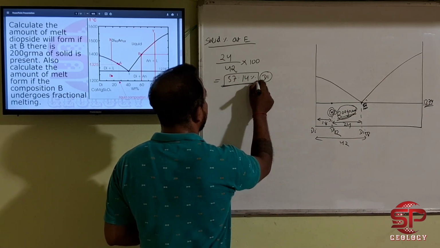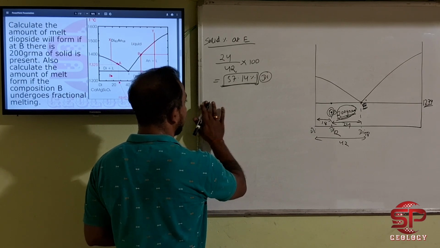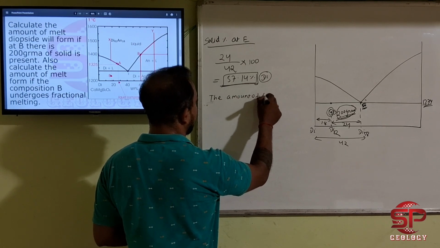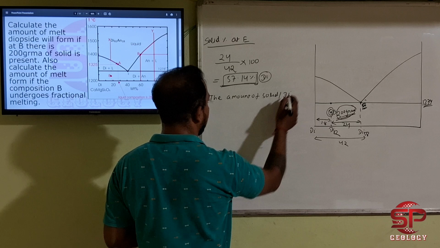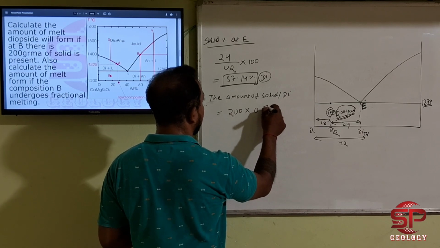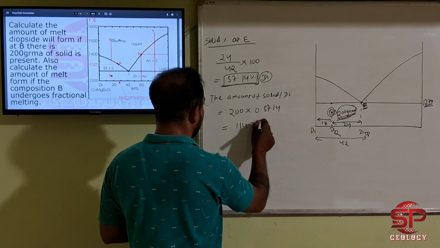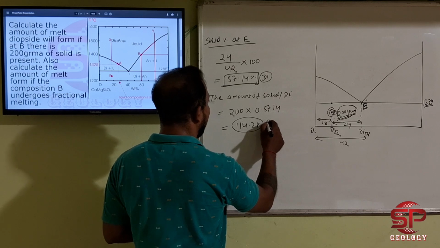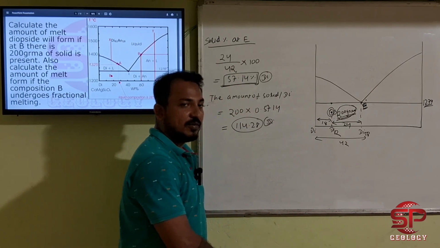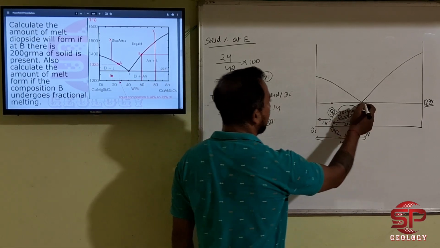So this much of diopside from the initial solid, that is 200 gram, the amount of solid, or you can say diopside here, will be 200 into 0.5714, which is 114.28. So this much of diopside will be left here, because all of the anorthite will melt and partially some diopside will melt at eutectic temperature.